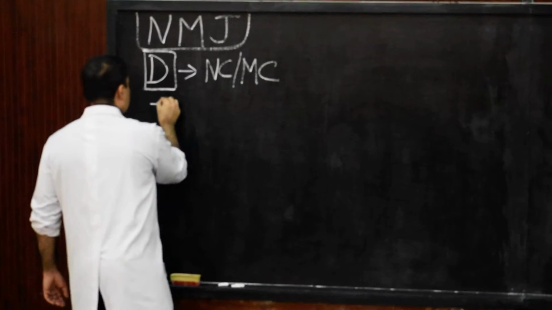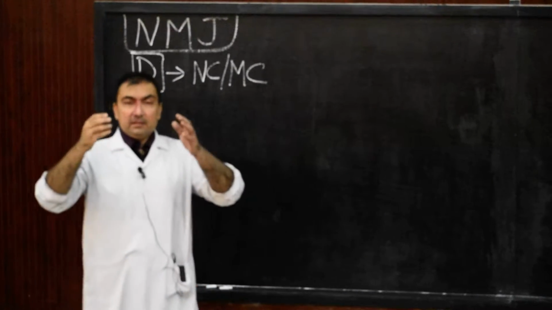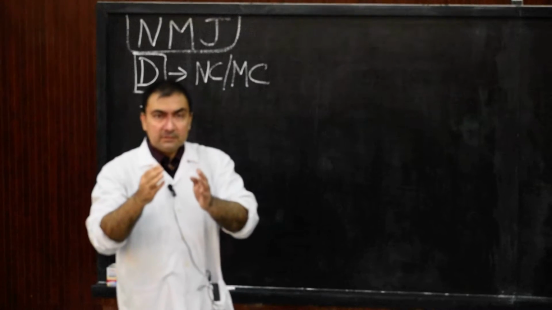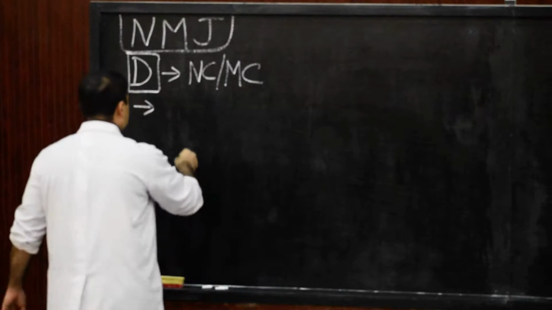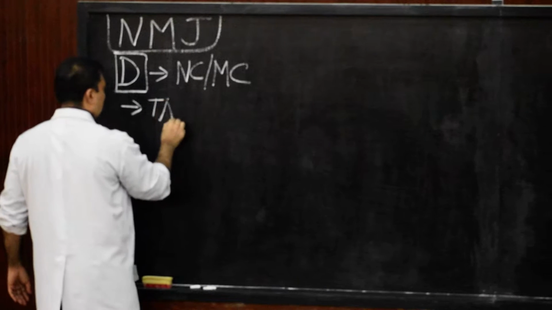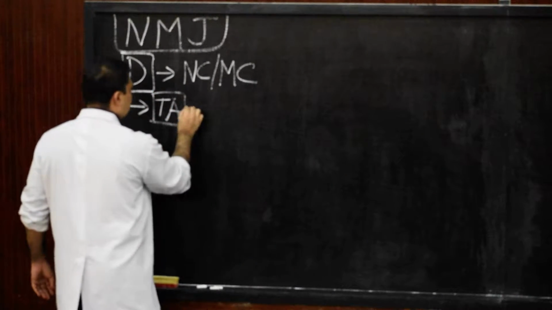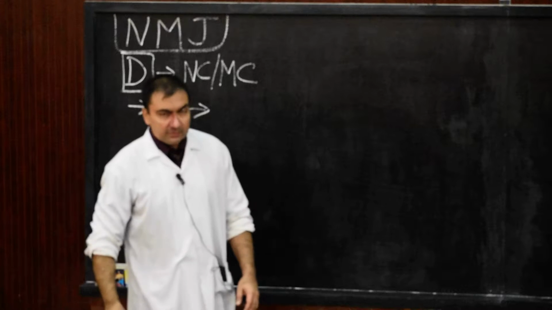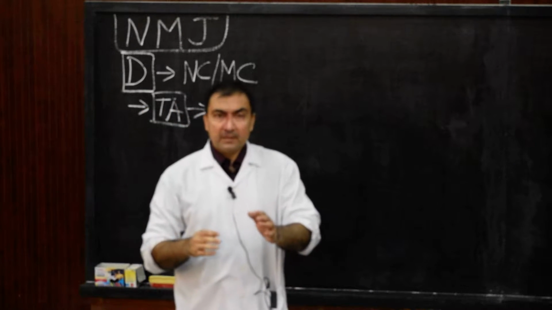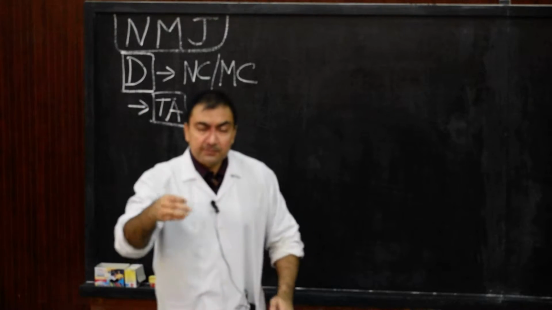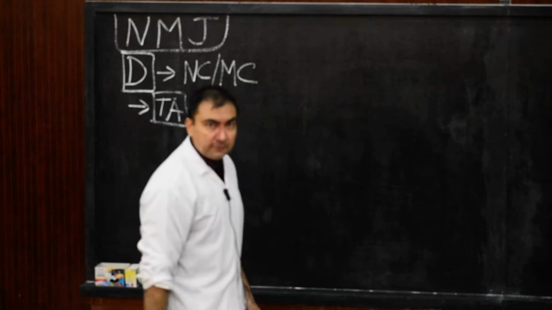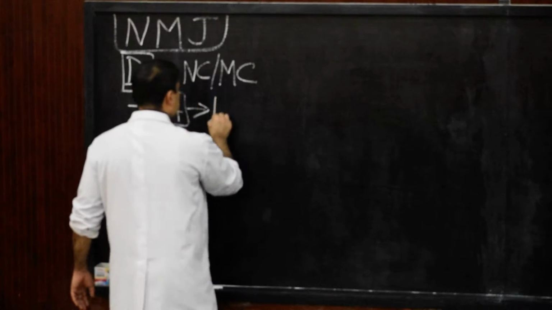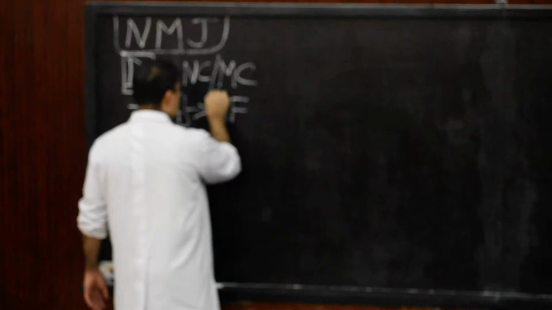Second point will be the terminal axons of a motor nerve. All the terminal axons of the motor nerve will end in the respective muscle fibers of a muscle.